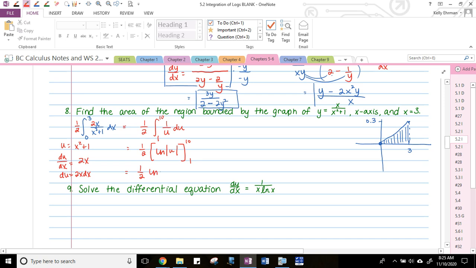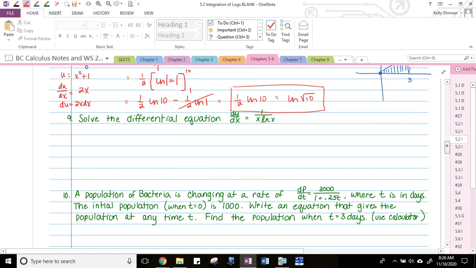So 1/2 natural log of 10 minus 1/2 natural log of 1. They will always want you to simplify natural log of 1. That's just 0, right? e to the what equals 1? That's just 0. So really this is 1/2 natural log of 10, or natural log of square root of 10. Either way, be able to find both answers depending on what the problem is. Or natural log of 10 divided by 2.